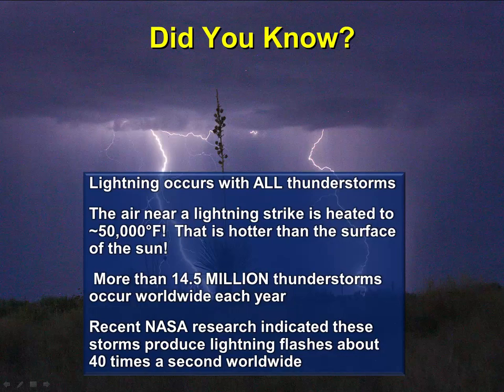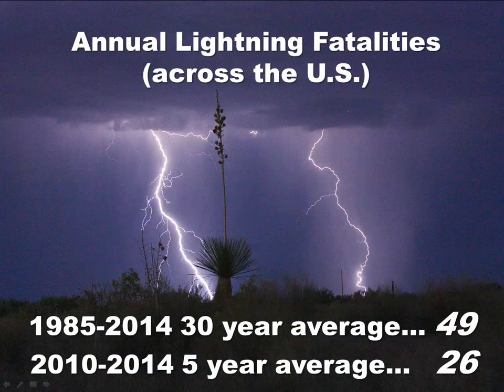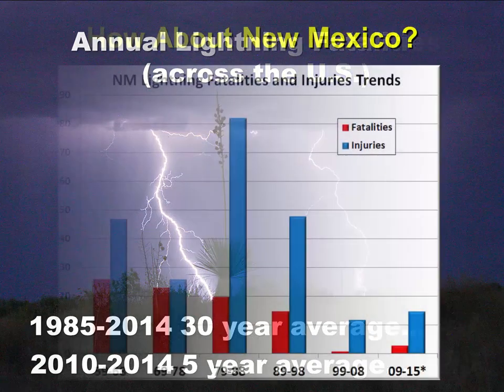Almost 15 million thunderstorms occur around the world each year, and within the time it takes for me to say lightning flashes, there's been about 40 of those around the world. Annual lightning fatalities. Well, the facts have some good news and bad news. More than 50 years ago, the annual average across this country was 140 fatalities due to lightning. That has come down to 49 a year, according to the latest 30-year average, and 26 a year, the last 5-year average. But the bad news is that's still too many.